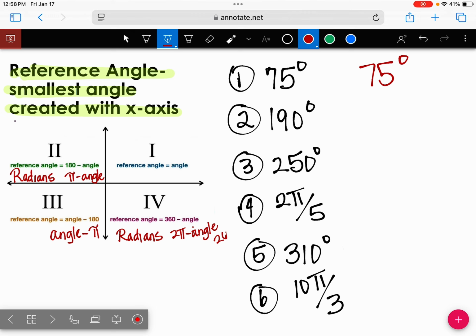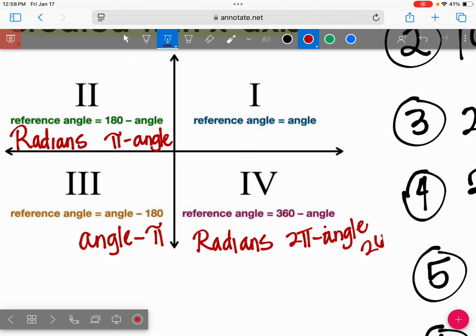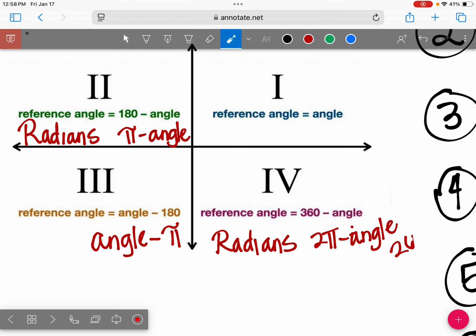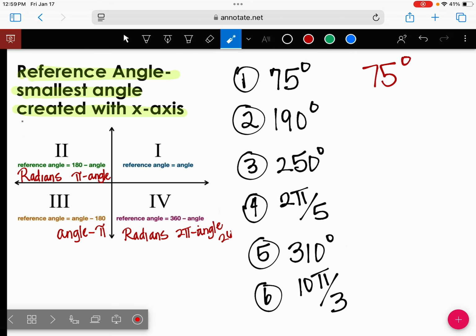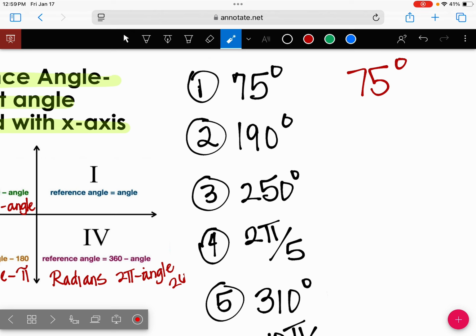Show me with your fingers what quadrant are we in for number 2. 190. Sorry, quadrant 3. So in quadrant 3, it says if you have an angle that's between 180 and 270, this is our formula. We're going to take the angle that we have and subtract 180. So to find my reference angle, it would be 190 minus 180, which is what? 10 degrees. So you have a 10-degree reference angle. What you see written in red, that's your reference angles.